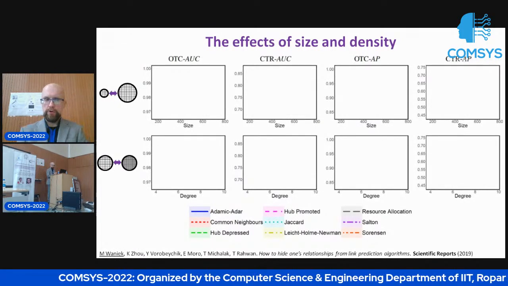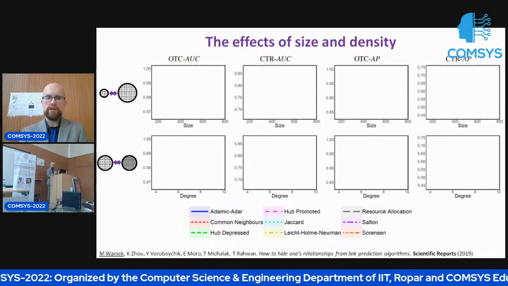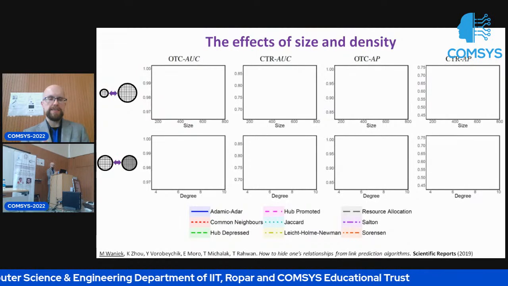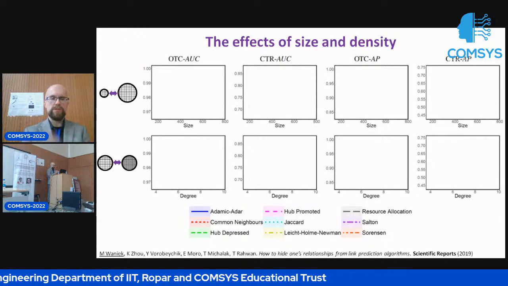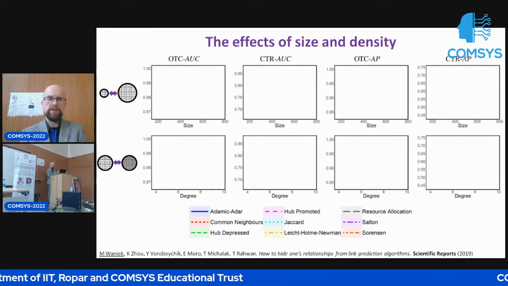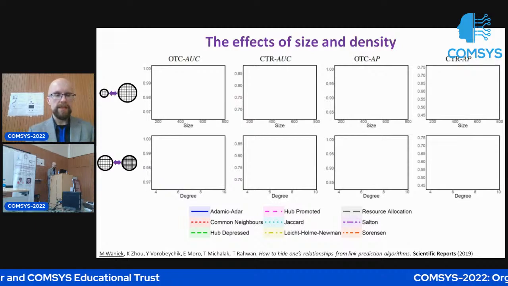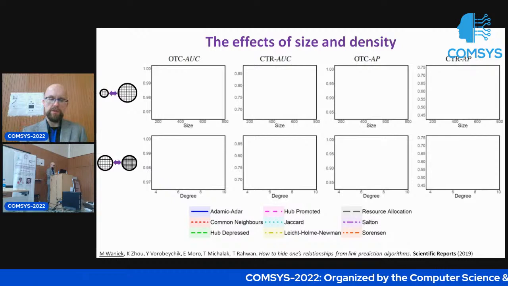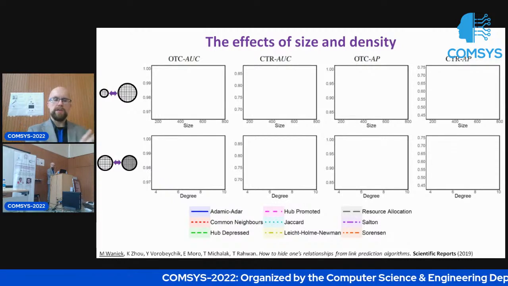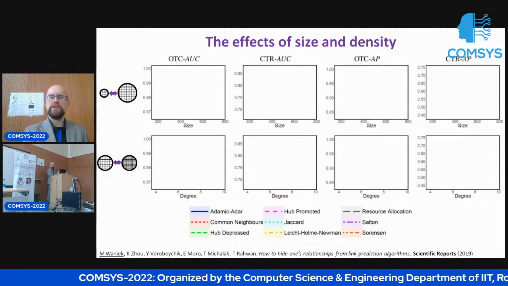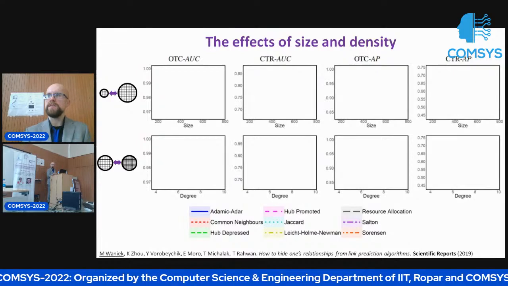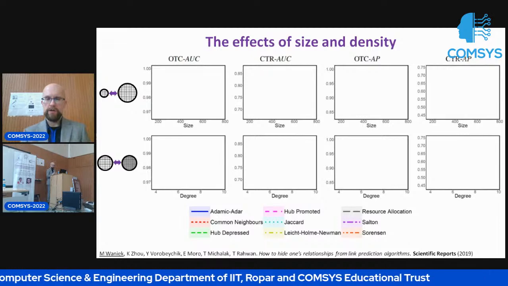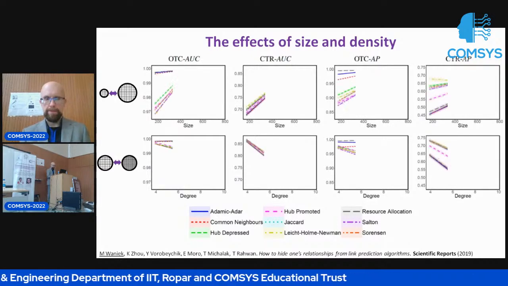In the top row, we see results for large versus small networks. We have size on the x-axis. On the left, we have small networks. On the right of each plot, we have large networks. In the bottom row, we have density. On the left, we have sparse networks, networks with few edges. On the right, we have dense networks, networks with many edges. And again, the lower, the better hidden we are.